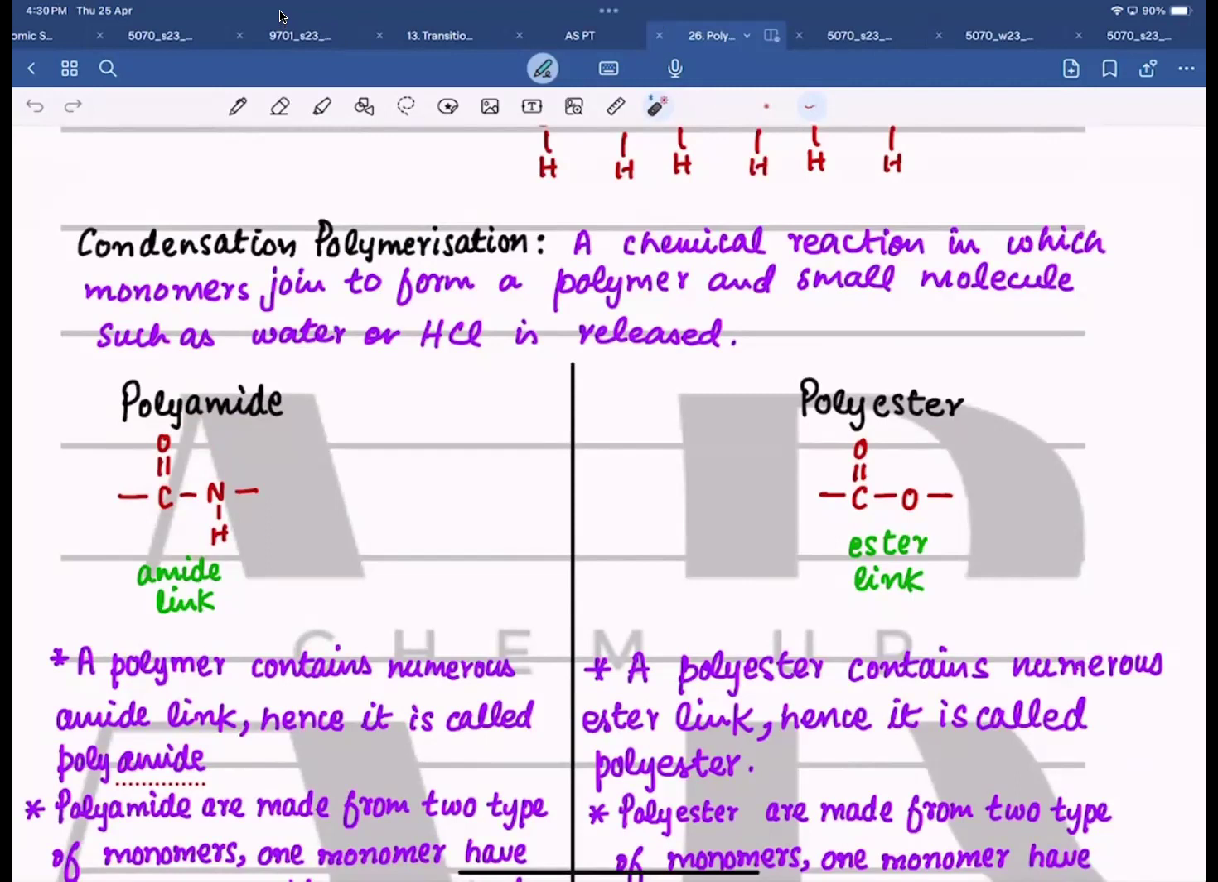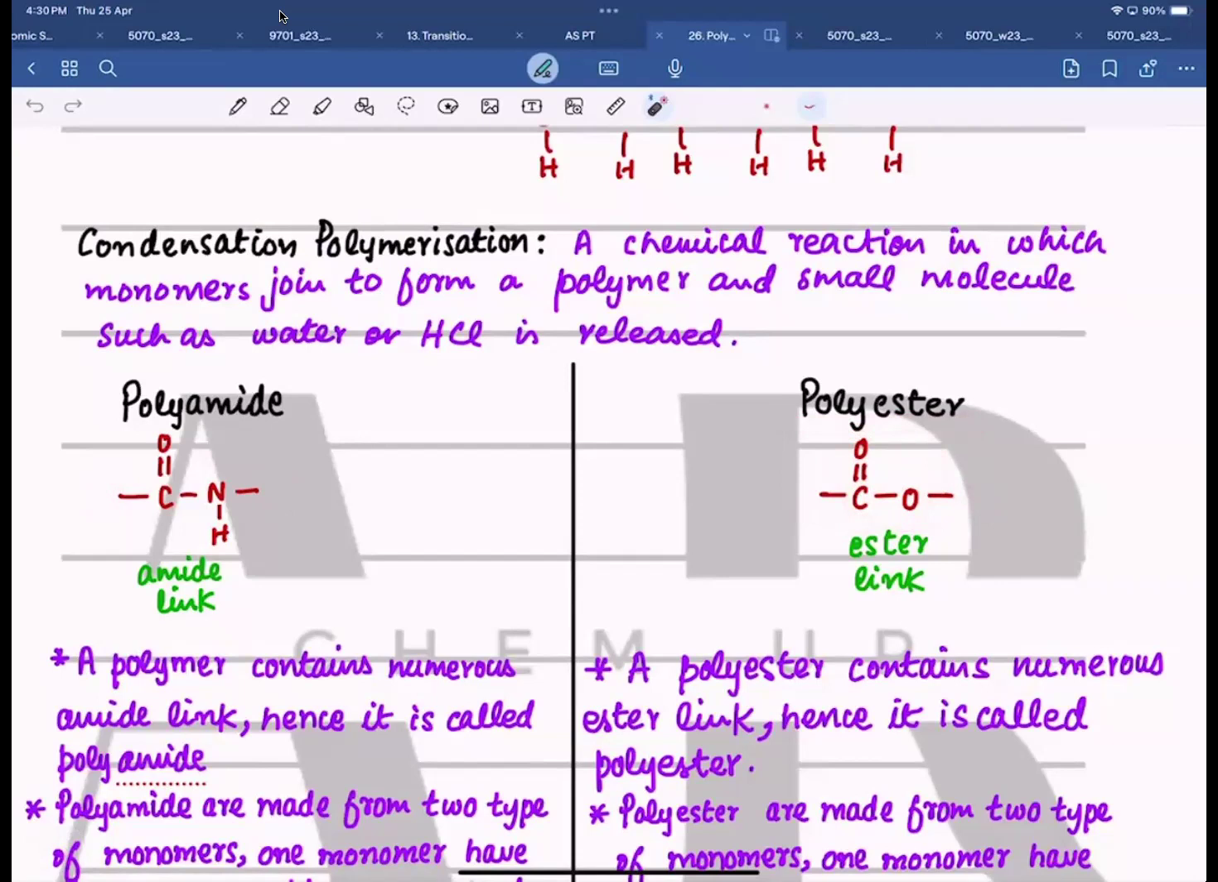Okay, so this is an ester link. A carbon double bond O has a bond with the single bond O, and on both sides there is a carbon chain. And if the polymer chain has multiple of these links, then it is called polyester. Is this clear to all of you?